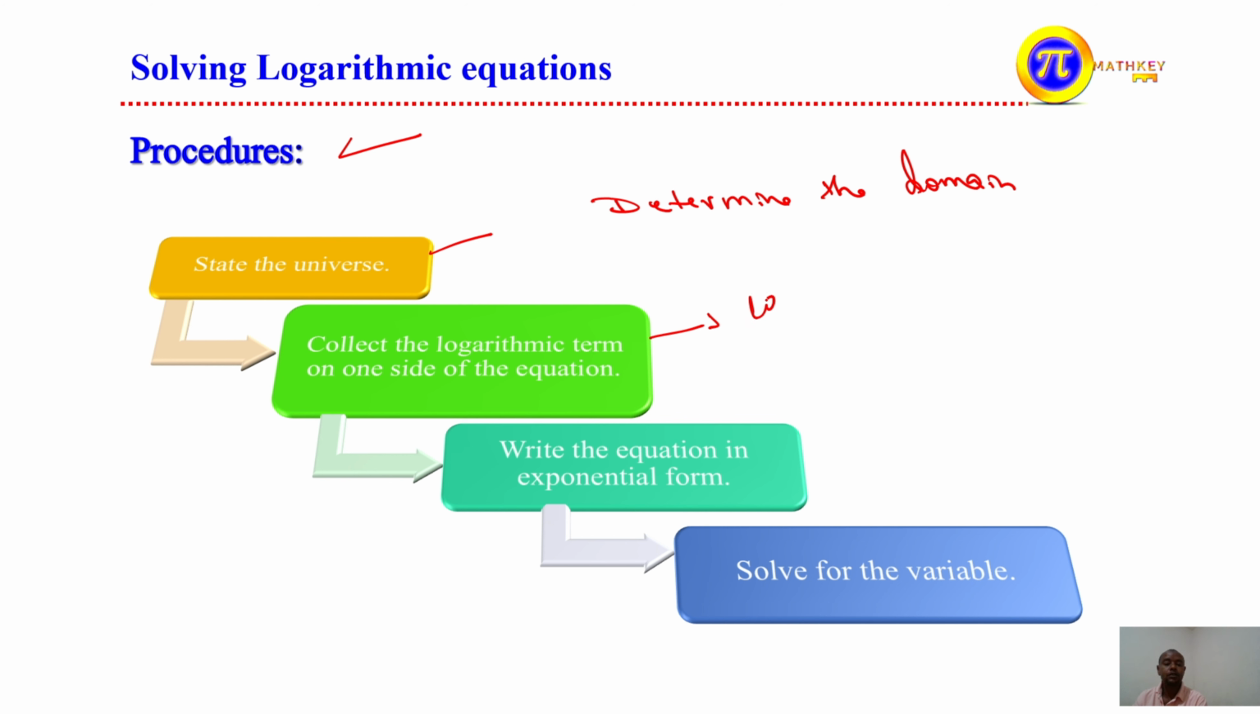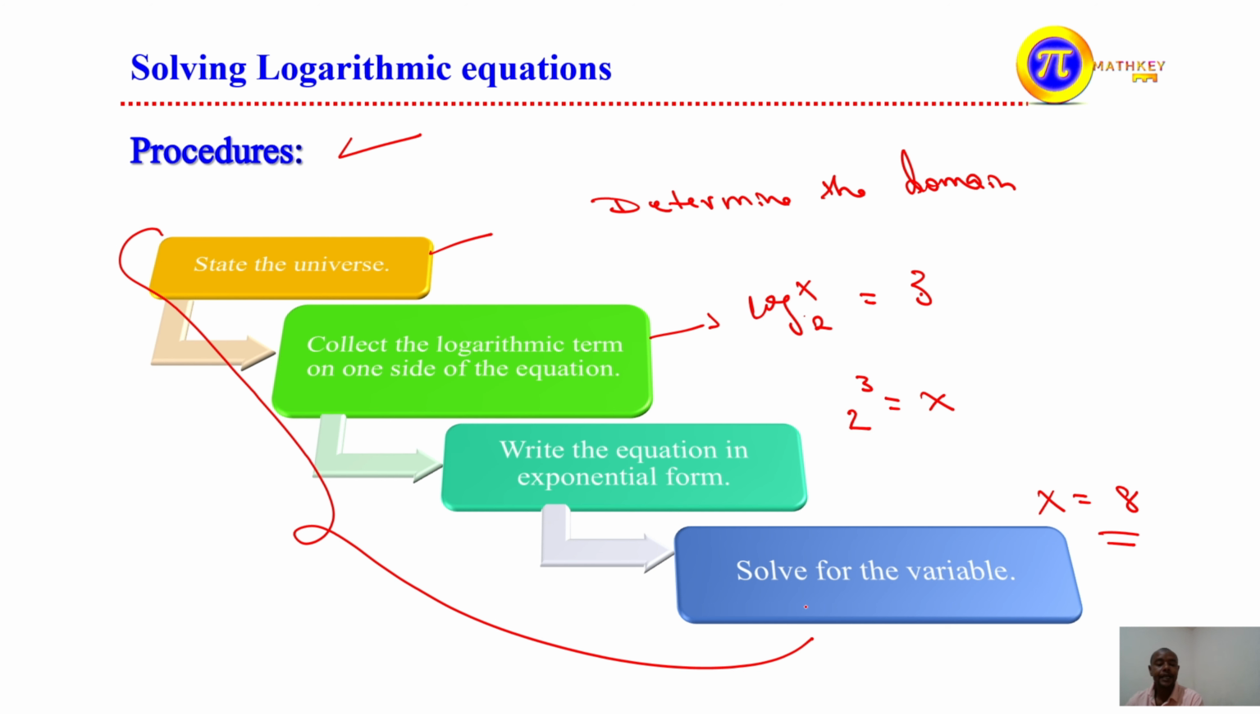If you have, for instance, log of x in base 2 equal to 3, write the equation in the exponent form. After that, we express this logarithmic function in the form of an exponent. This means 2 to the power of 3 is equal to x. After that, solve for the variable: x is equal to 8. So we have to follow these steps or procedures.